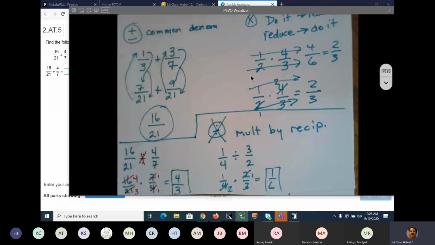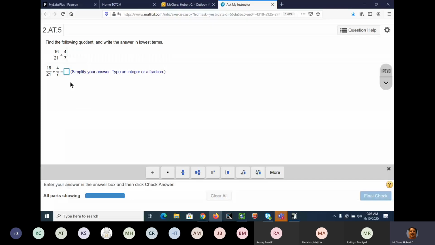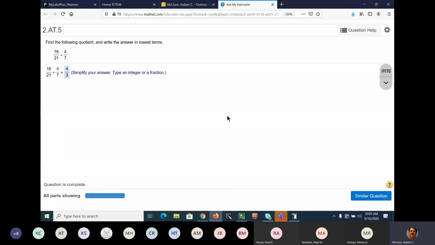Now, Hubert, why don't you change it into a mixed number? Mixed numbers are only used for units of measurement. This one's not asking for a unit of measurement. This is asking for an answer. So 4/3. And I guarantee you, whoever sent this question, there's probably several others that forgot how to multiply by the reciprocal. Next.